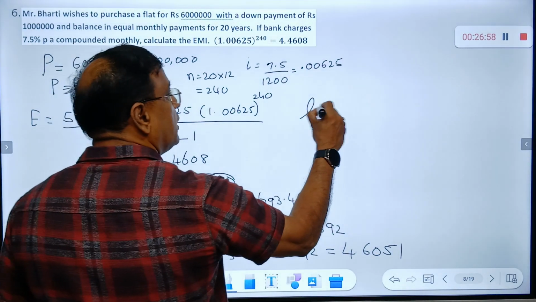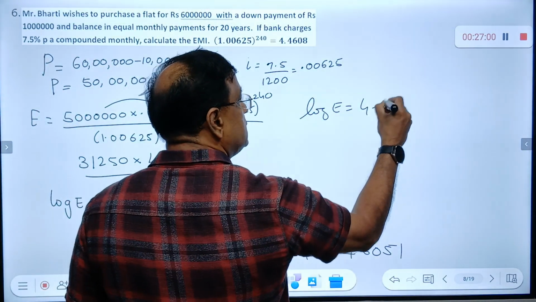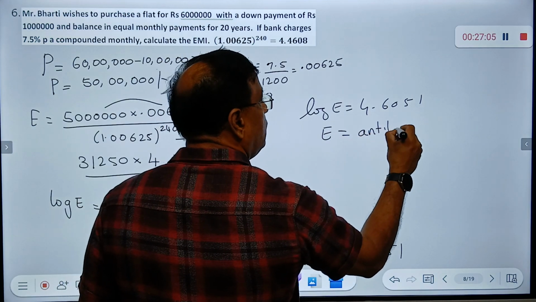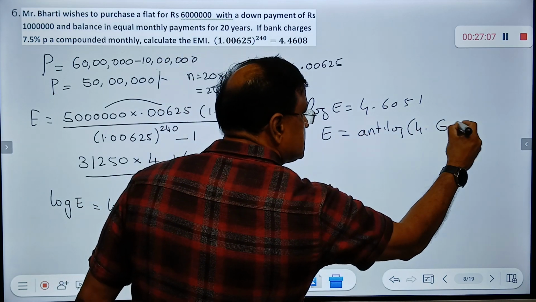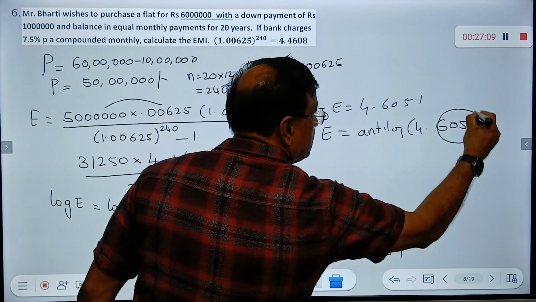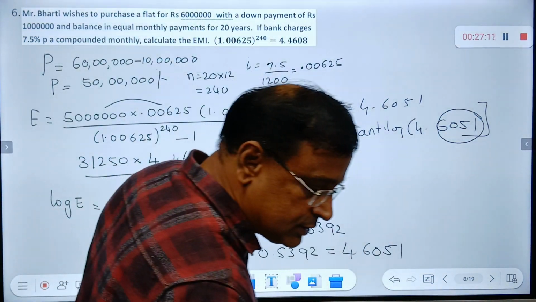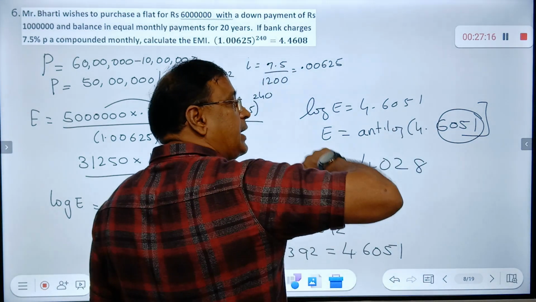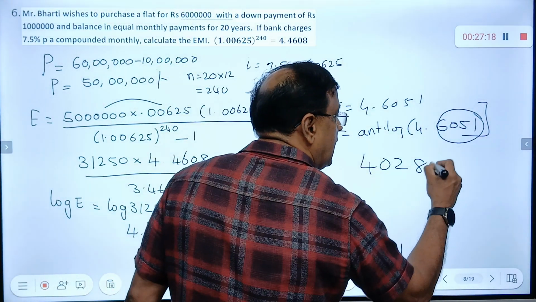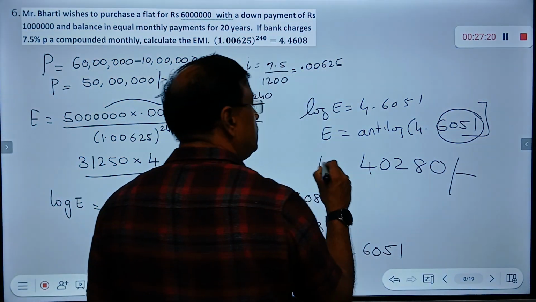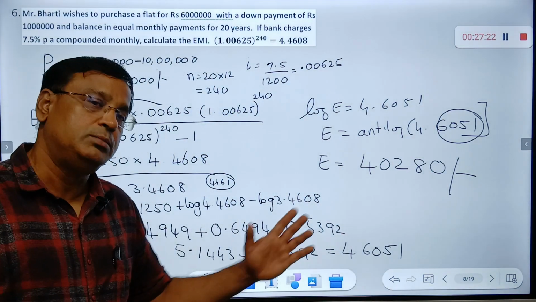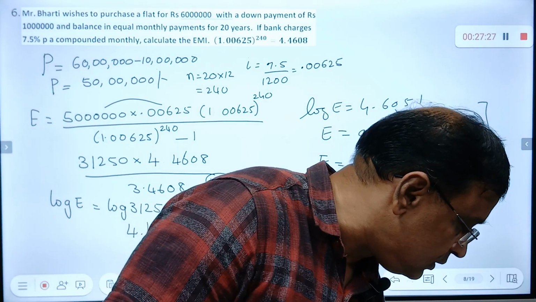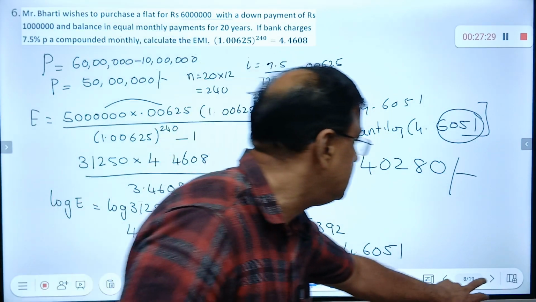This is log E. Log E is 4.6051. So E is equal to the anti-log of 4.6051. So look at 6051. When you look at 6051, I'm getting 4028. Since the characteristic indicates a 5-digit number, add a 0. So this is your EMI. I hope this is absolutely clear. So it's all about calculation. You have to do calculation very, very meticulously.